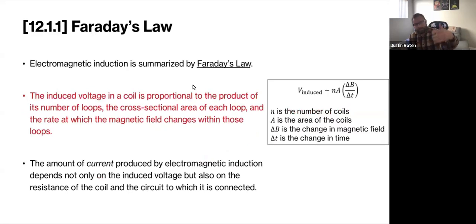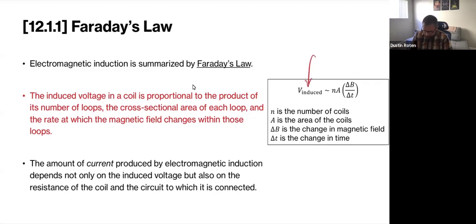Now, it turns out that electromagnetic induction is summarized by Faraday's law. Faraday's law is kind of wordy, so we'll go through the text of it and then we'll look at essentially the equation. Faraday's law states the induced voltage in a coil is proportional to the product of its number of loops, the cross-sectional area of each loop, and the rate at which the magnetic field changes within those loops. That is a lot of words, so let's look at it mathematically.